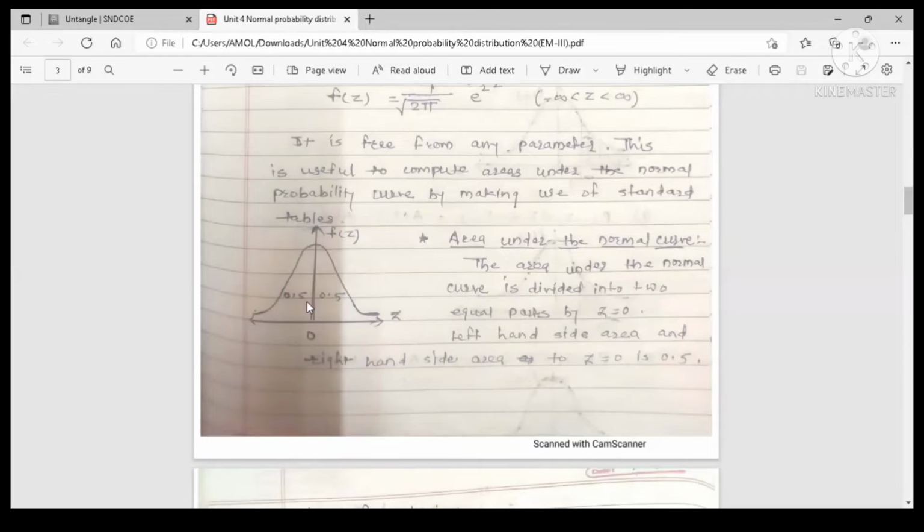Now we introduce here Z, the standard normal variable. Then the normal distribution curve will be like this, and in this diagram, Z is equal to 0. The area under the normal curve is divided into two equal parts by Z is equal to 0. This line is nothing but Z is equal to 0, mean is equal to 0, and it divides the normal curve into two equal parts, the left hand side area and right hand side area. Because of this Z is equal to 0, the normal curve is divided into two equal parts. The half region is 0.5 and the next half region is 0.5.